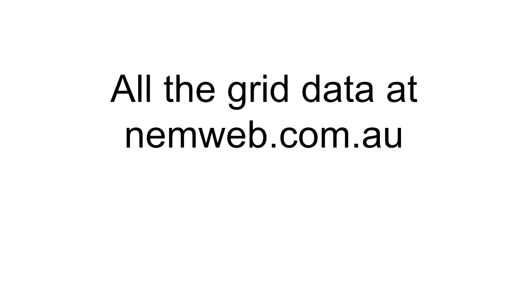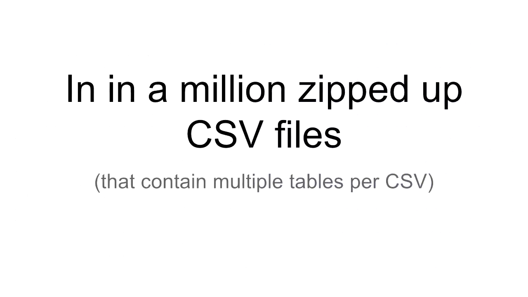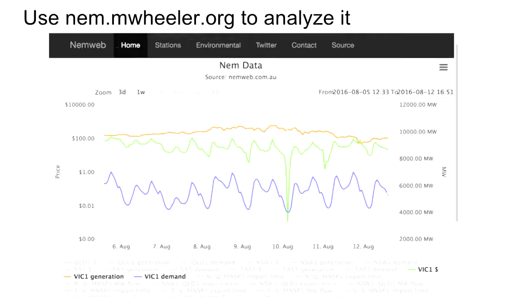The data is available publicly on nemweb.com.au. It's a great website, except all the data is in zip files, and inside those zip files are CSVs, and inside those CSVs are multiple tables. So it's a bit of a pain to process any of this data and do anything useful with it. So I created this thing called nem.mwheeler.org, very creatively named.